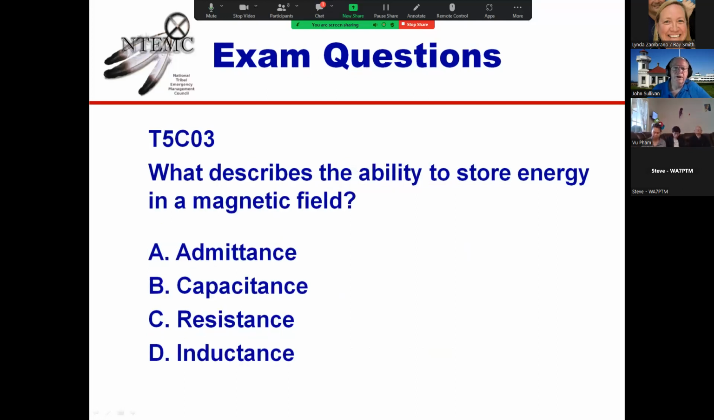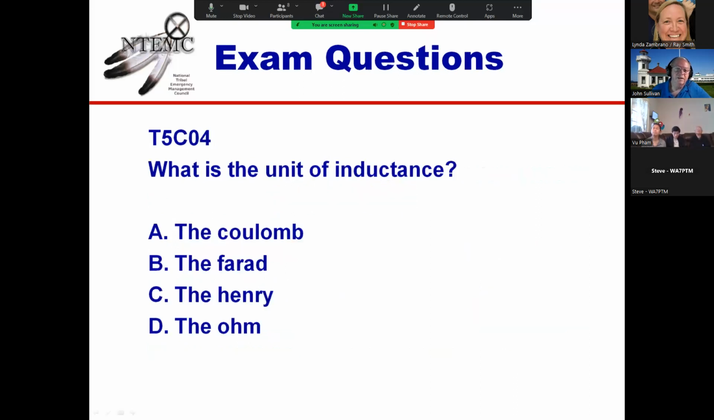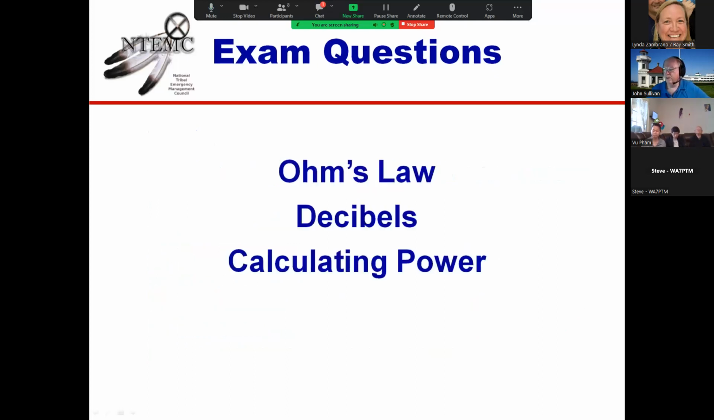What describes the ability to store energy in a magnetic field? Again, that same slide, the other one was the magnetic field, and that was inductance. So inductance is magnetic field, capacitance is electric field. And the unit of inductance, which I just mentioned on the last slide, is the Henry. Okay. Any questions on that before we move into the next section?